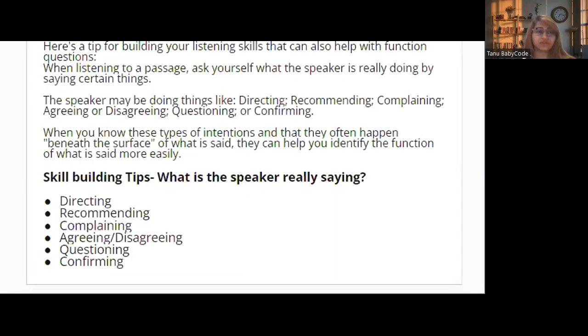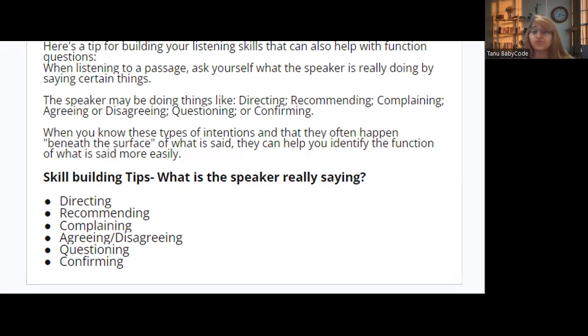Now I'm sharing some tips for your listening skills which can help you with this function question. Whenever you're listening to a passage, ask yourself what the speaker is really doing. Are they directing, recommending, or complaining? Are they agreeing or disagreeing? Are they questioning or confirming?